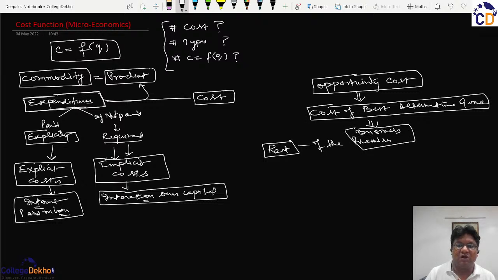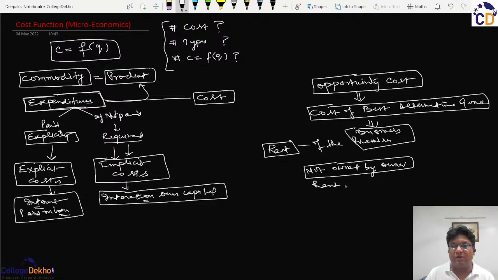But if the property is not owned by the owner, that is, it does not belong to the owner, then the rent is paid. And because the rent is paid, therefore it denotes an explicit cost.